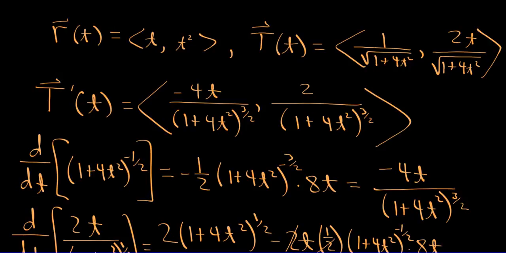But it's not the principal unit normal vector, right? This vector is normal, but it's not the unit normal. And we want the unit normal. So you know what we got to do? We got to divide by the magnitude. Okay, so let me get the magnitude now.